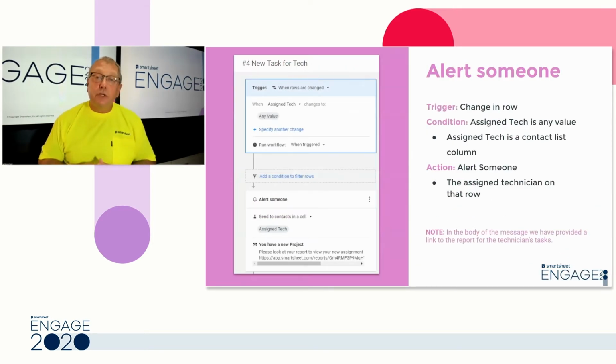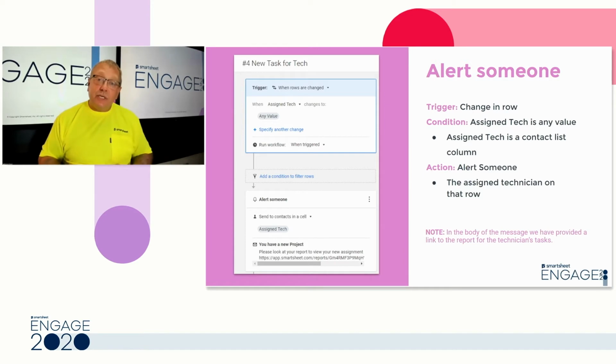First, the alert. The alert to the technician that they have now been assigned a new task. The trigger, when a row is changed. Because remember, that's not on in, it's when it's changed. And what is changed? The assigned tech column. So you're going to want to have that contact list column also for a technician. Whoever gets assigned, that's who you want to then let know that you've got a new task coming. There are no other conditions that would be part of this, just that.